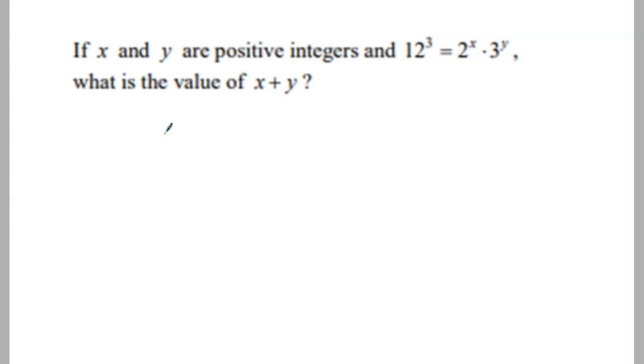We continue to solve the SAT questions. We are making it easier. We are giving you all the tips, the secrets and the hints for you to do well in your SAT exams. We have a question before us. The x and y are positive integers and we have 12 to the power 3 equals 2 to the power x times 3 to the power y, and they want us to find the value of x plus y. How do we go about this question?